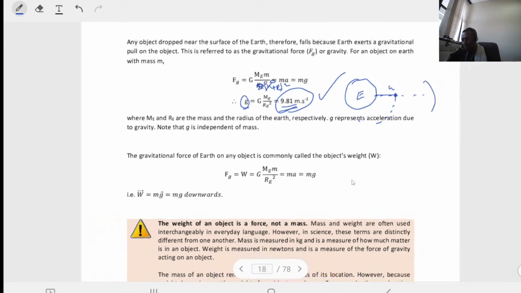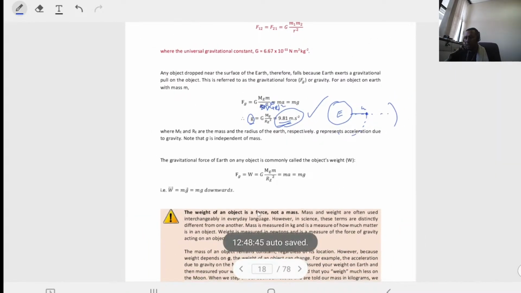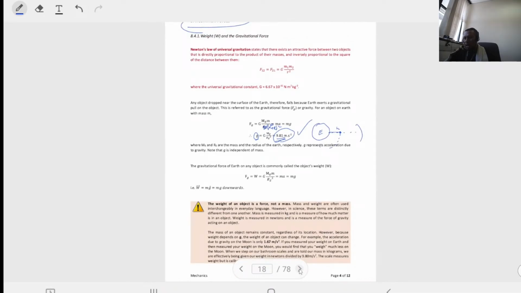Yeah, I like these conceptual questions. She put for you that the weight of an object is a force, not a mass. You see, she told about the weight. Fg is not a mass, rather it is a force. You go through these ones. I'm not gonna spend time with it.